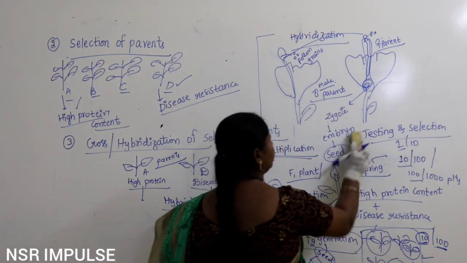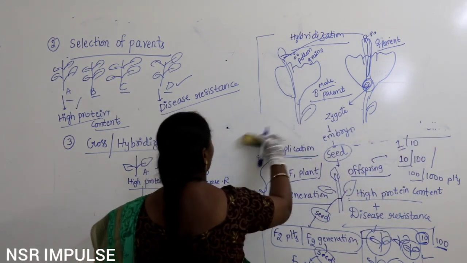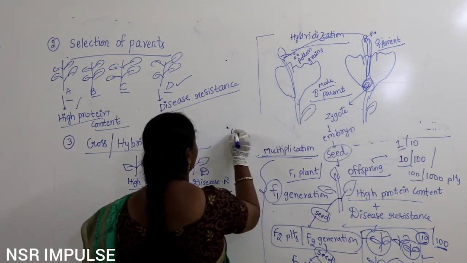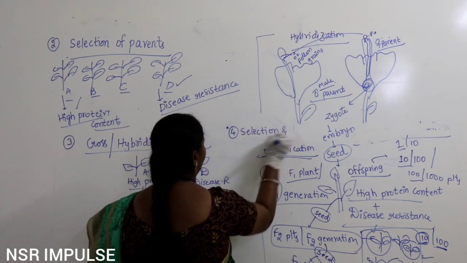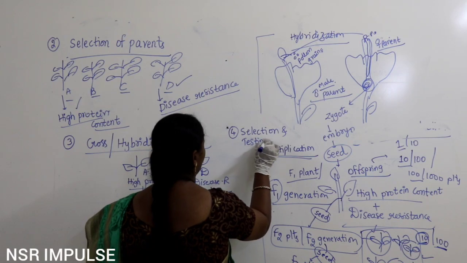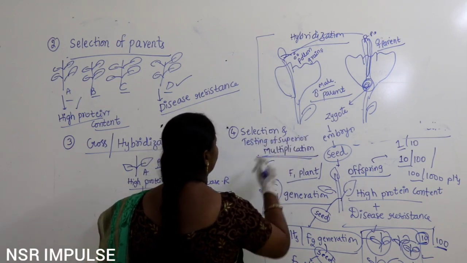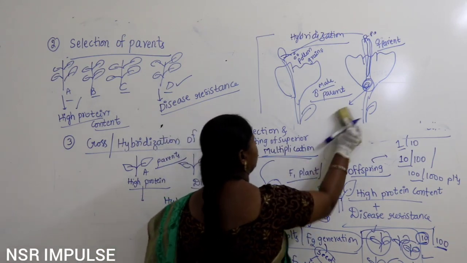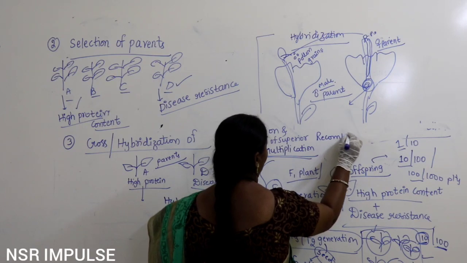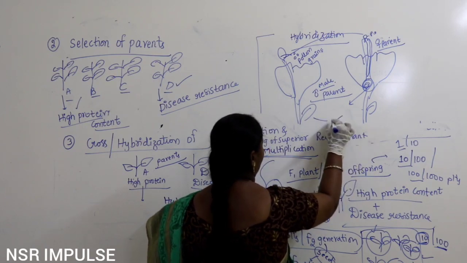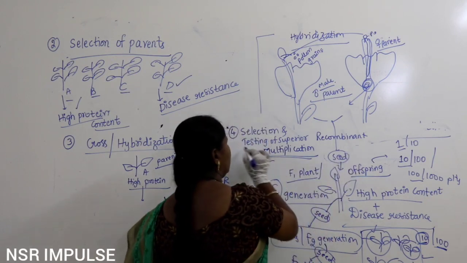But I will write here. So from here it is the fourth step, selection and testing of superior recombinant. Okay.